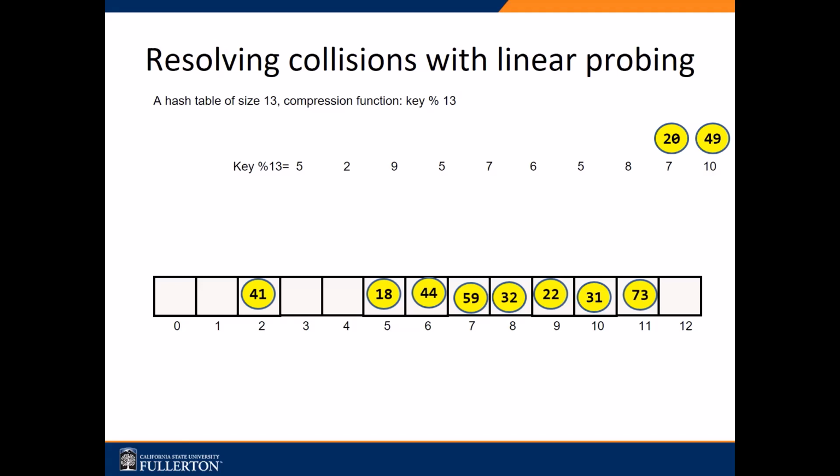Next, let's insert key 20, which gets hashed to index 7. So we start probing from there until we find the first empty space at location 12. Finally, let's insert key 49, which gets hashed to index 10. And so we start probing from there. But when we reach the right end of the array, we will just wrap around and start probing from index 0. As that space is empty, we will insert key 49 at index 0.